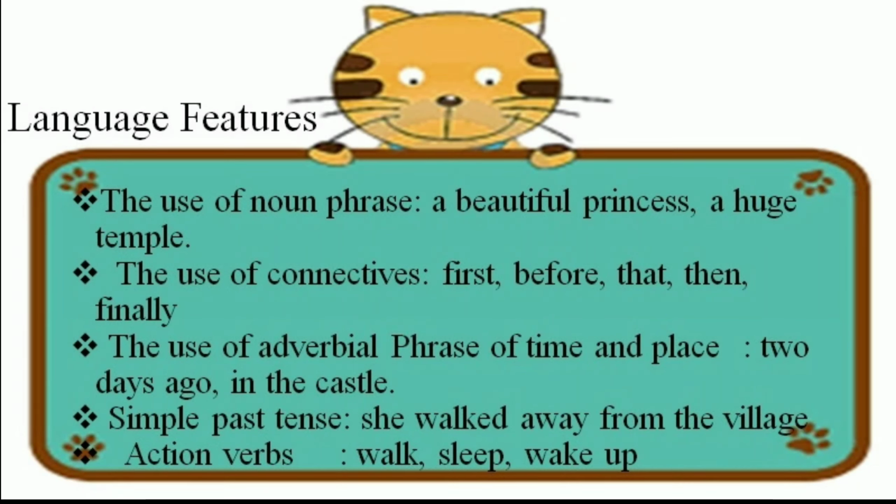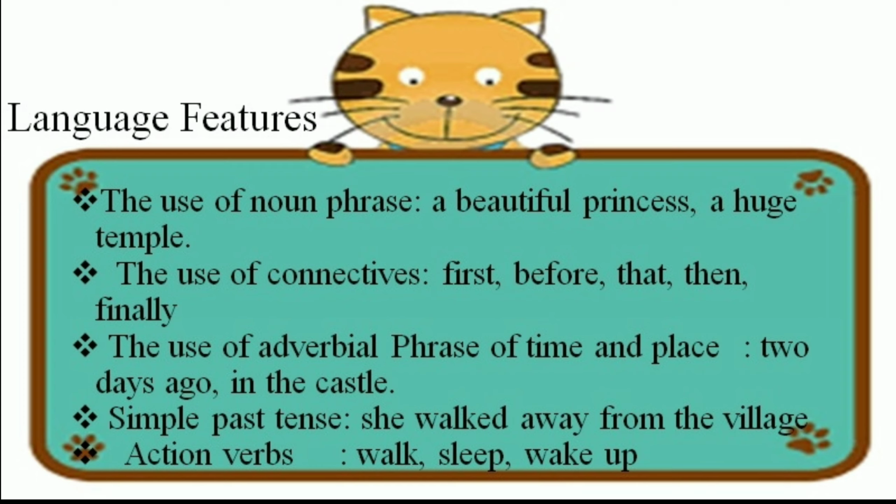First, the use of noun phrases. For example, a beautiful princess, a huge temple. Second, the use of connectives. For example, we can use first, before, that, then, and finally. Next is the use of adverbial phrases of time and place. For example, we can use 2 days ago or in the castle.